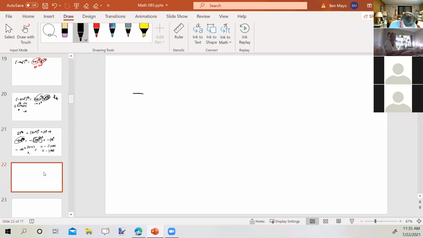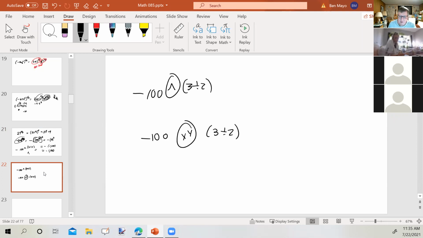So on my calculator, I would do this. On the online calculator, you would do that. So this and this are the same. I call them the power key, because when you push that, it's like saying -100 to what power? And then you put in the power. Okay. All right. So let's continue on here.